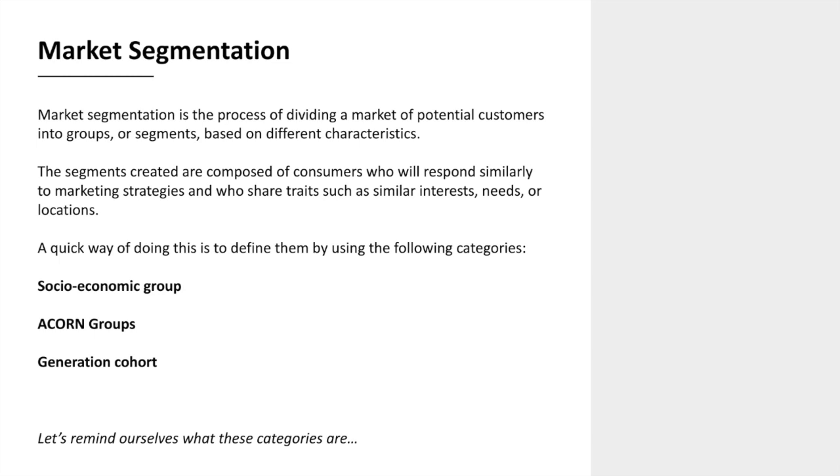The segments created are composed of consumers who will respond similarly to market strategies and who share traits such as similar interests, needs, or even locations. And a quick way of defining them, if you remember, is by referring to their socio-economic group, their ACORN group, and their generation cohort. So you're not needing to write huge essays here. You're summarizing all that information by categorizing your consumer into these areas.